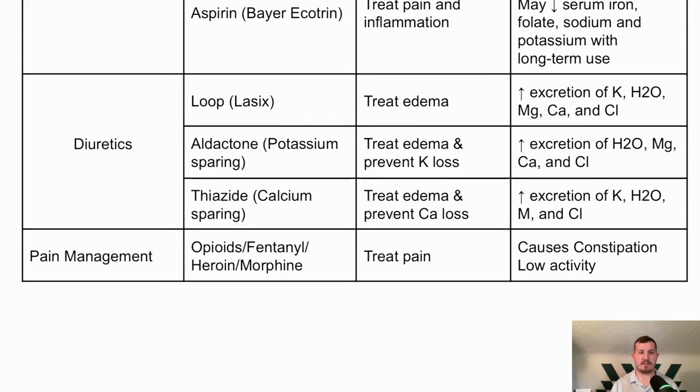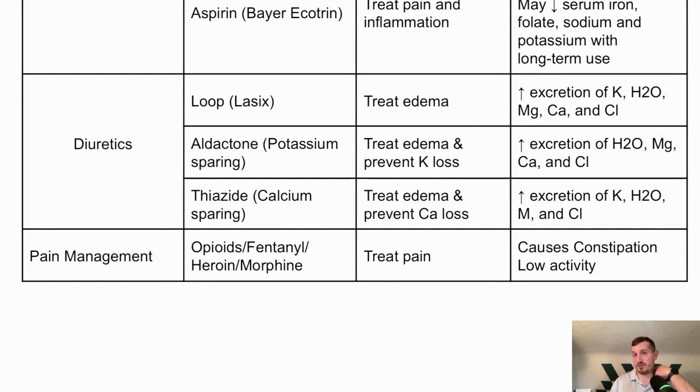Aldactone, that's our second one here. It's the potassium sparing one. This is the one you're going to give to a patient who is admitted with low potassium. If they have low serum potassium in their blood, we don't want to give them a loop diuretic. We don't want to give them Lasix because it's just going to cause that potassium to go lower, and that's a problem. So we give them Aldactone, the potassium sparing, which is going to cause excretion of water, magnesium, calcium, and chloride. However, it's not going to cause us to lose too much potassium, and that's the cool part about it. We can maintain that potassium level, not cause them to have major issues by giving them Aldactone.